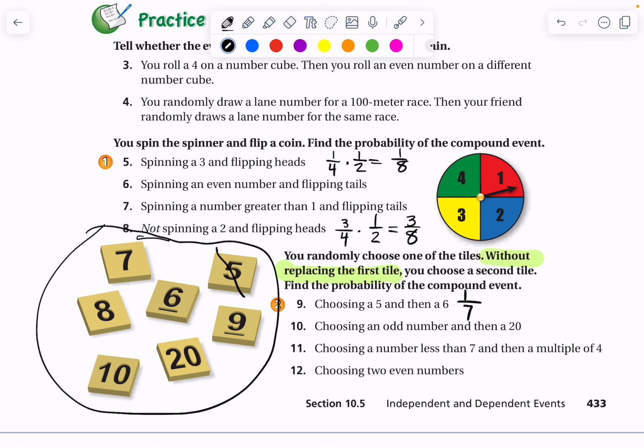Now we're going to assume that I pulled the 5. And now I want to know my probability of pulling a 6 after that 5. When I look at my bag, I've taken the 5 out. So I have one 6 left, out of the 6 possible tiles. And then if I multiply those together, I'm going to get 1/42.